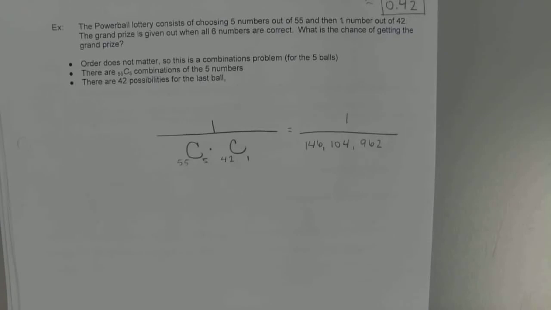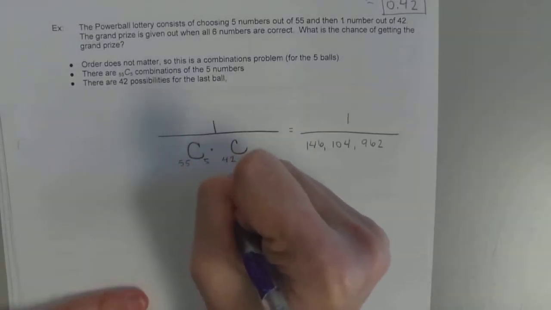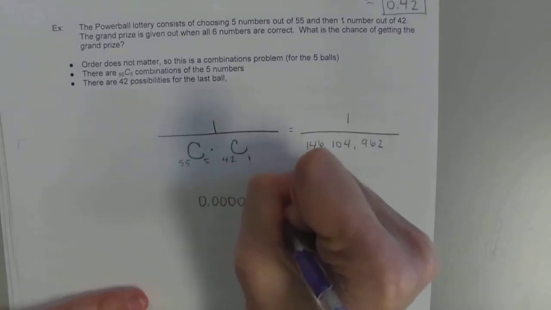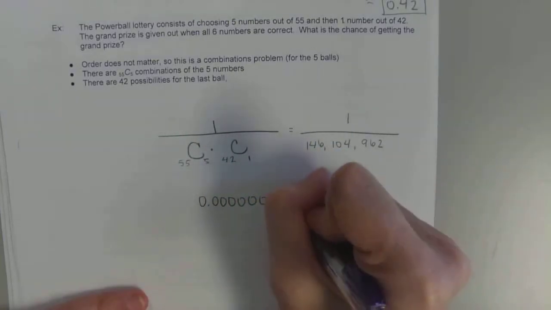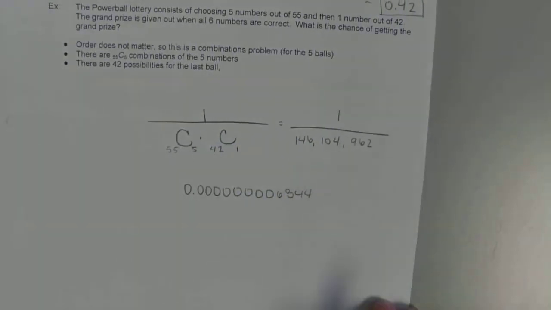If you do that division in your calculator, hold on, let me count. 1, 2, 3, 4, 5, 6, 7, 8 zeros. 6, 8, 4, 4. That's your chances of winning the Powerball.